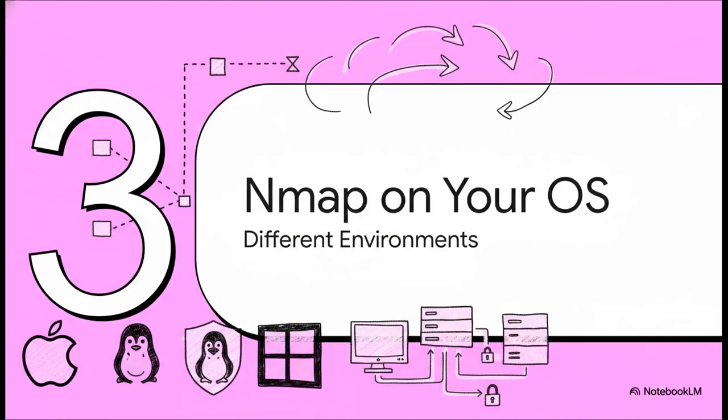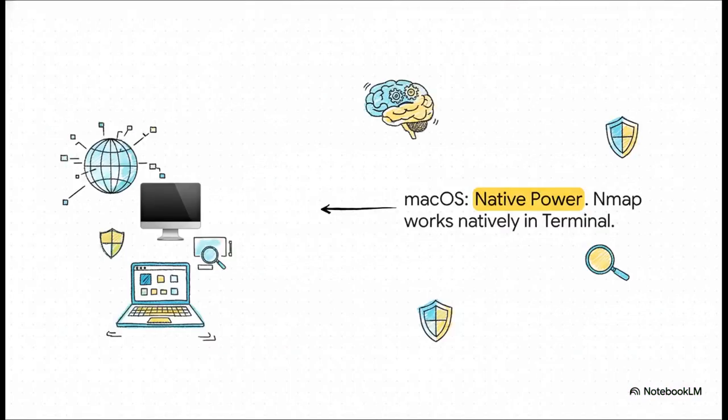Okay, so Nmap is super versatile. You can run it almost anywhere. But does it work the same on every system? Let's take a quick look at how it behaves on the big three: macOS, Linux, and Windows. Let's start with macOS. On a Mac, Nmap feels totally at home. Because macOS has that Unix core, Nmap runs perfectly, right in the terminal with all its power. This makes it a great choice for developers and anyone running a security lab on their MacBook.